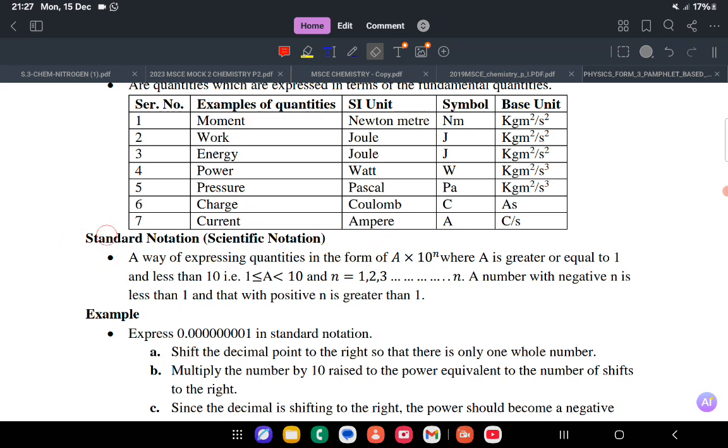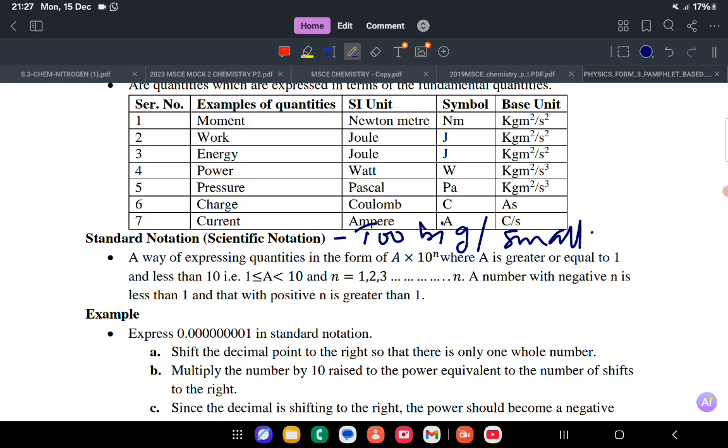Now, having looked at physical quantities, which we said are of two types, namely basic quantities and derived quantities, now let's look at standard notation. Standard notation, also called scientific notation, is just a way of writing numbers that are either too big or too small.